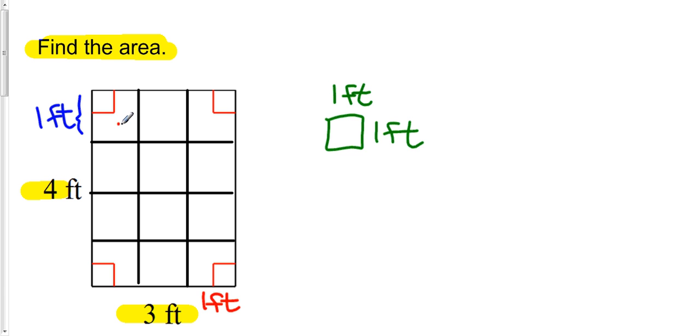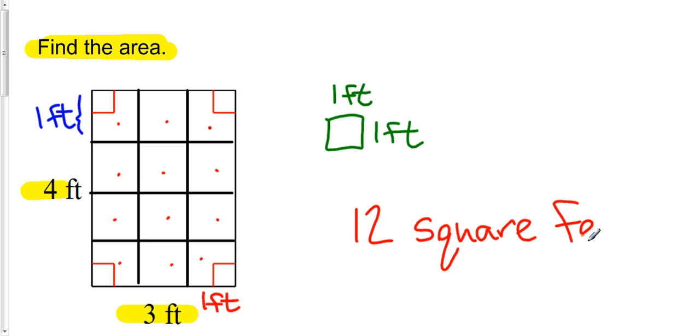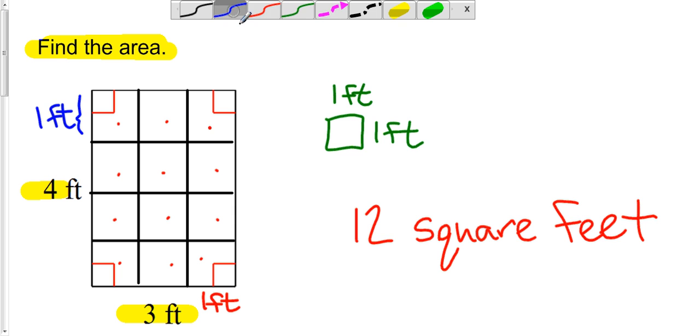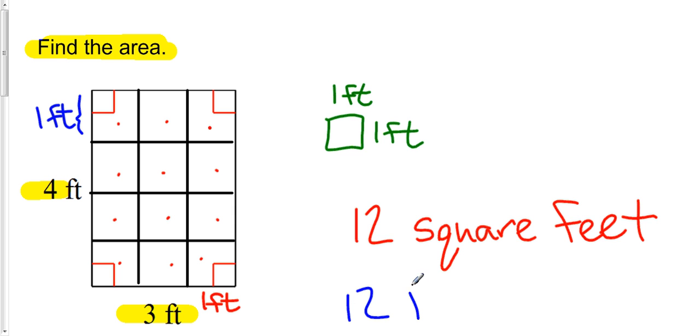Well, I have 1, 2, 3, 4, 5, 6, 7, 8, 9, 10, 11, 12, which means I have 12 square feet. Or we can write that in mathematical notation simply as 12 feet squared. Okay, 12 square feet.